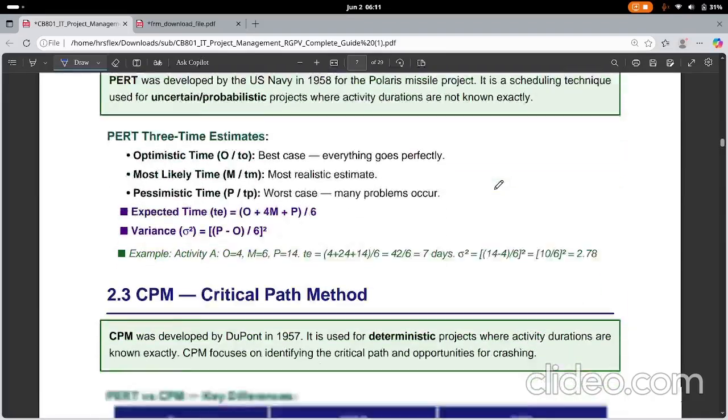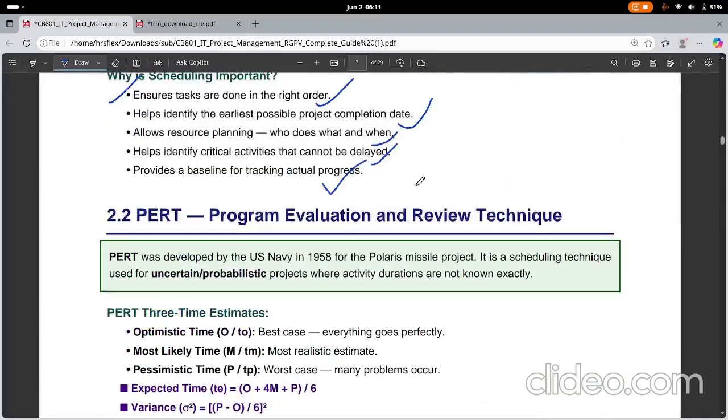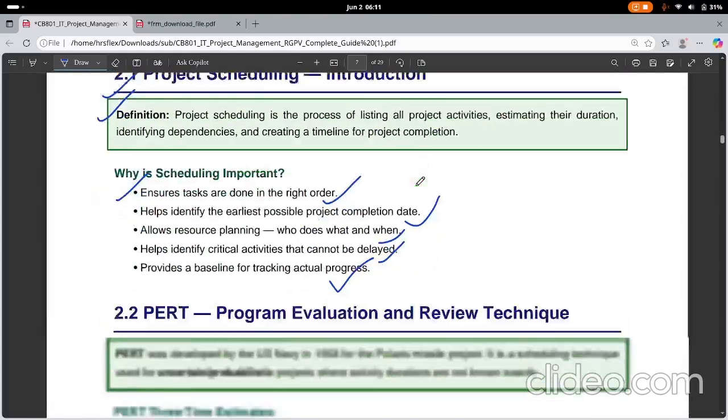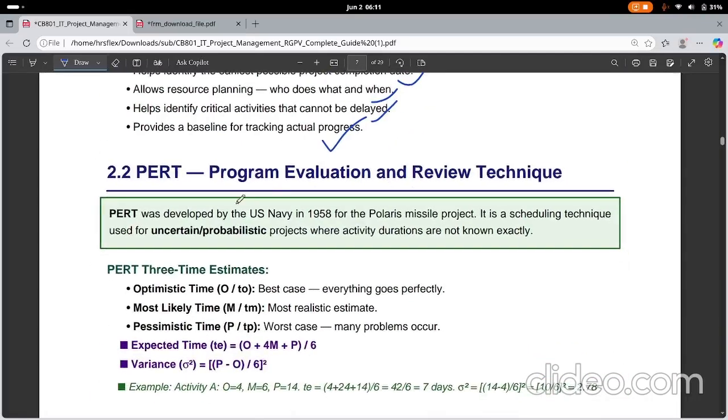You can see the project scheduling process. Now we are going to study PERT. What is PERT? PERT is Program Evaluation and Review Technique. It's very simple.